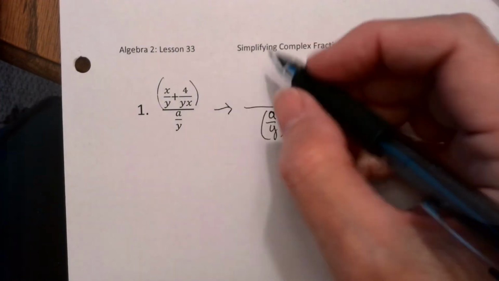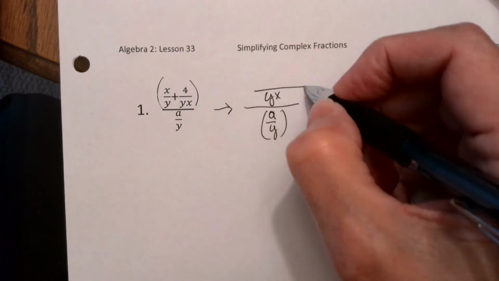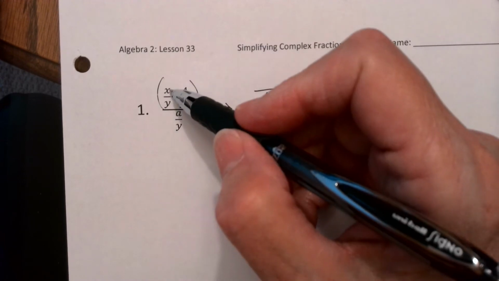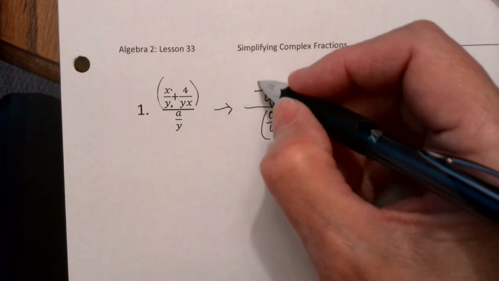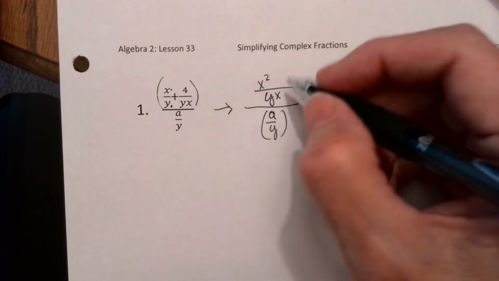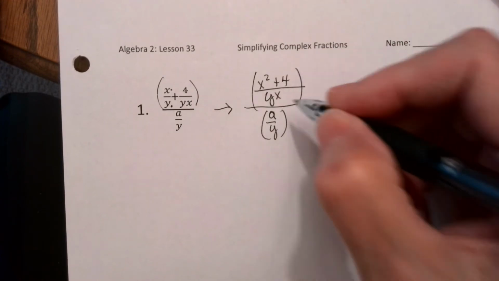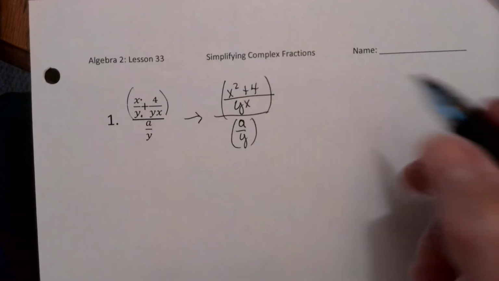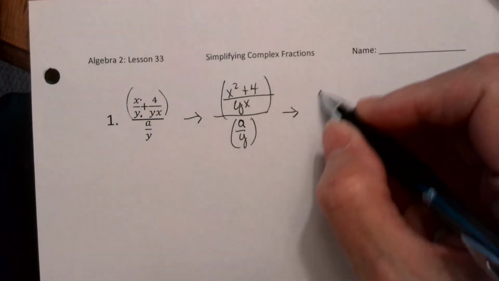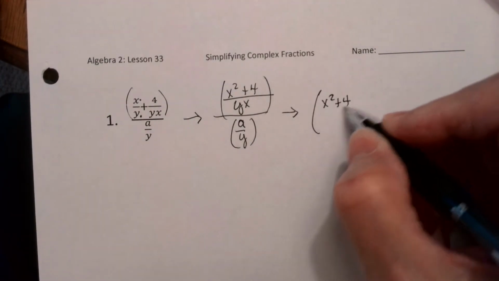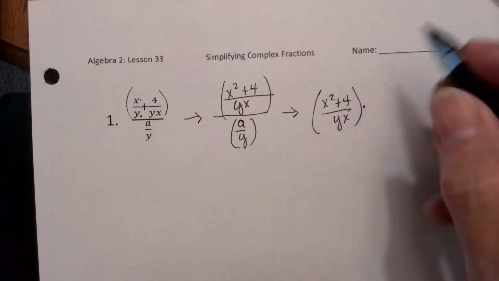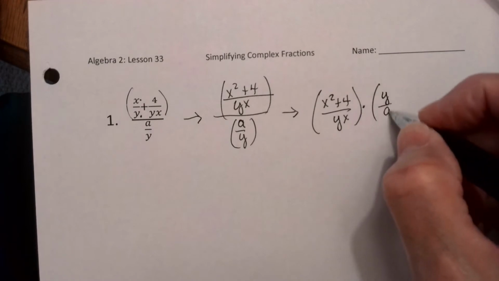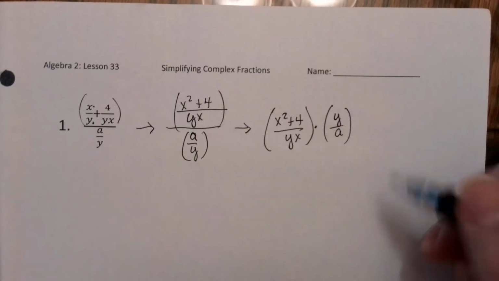So this one, the common denominator is going to be yx. So I need to multiply this by x over x. If I multiply this by x, I get x squared. This one I don't have to do anything to. Okay? Now I'm going to take the top fraction, which is x squared plus 4 over yx, and I'm going to multiply it by the reciprocal of the bottom. That's what we do when we divide by a fraction. And then I'm going to multiply through.